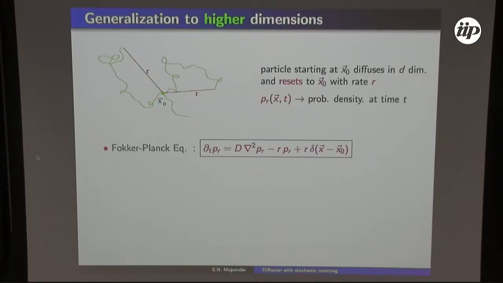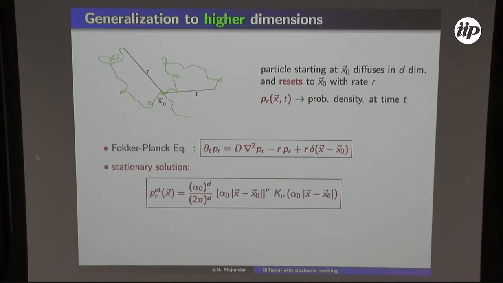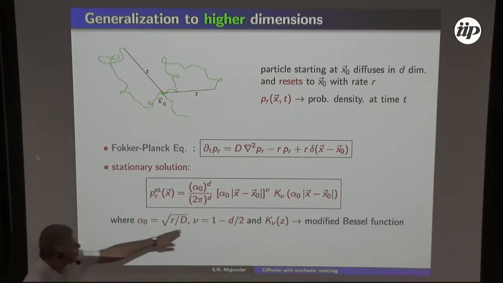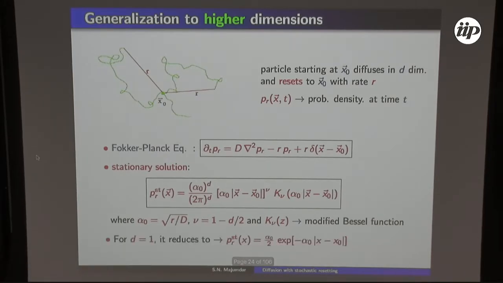Then you can actually generalize to higher dimensions. All that happens is that this diffusion term just becomes a Laplacian, a d-dimensional Laplacian. And again, you can solve for the stationary state. So instead of an exponential, it is now in general some Bessel function with an index which is 1 minus d over 2. And of course, for d equal to 1, it reduces to the exponential case. Okay, so there's a non-trivial stationary state in any dimension. So this is the first observation.